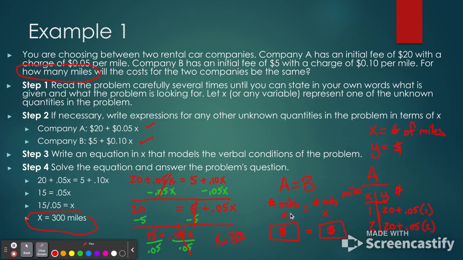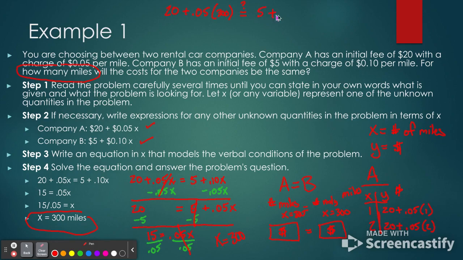So this is the x amount that I am saying is going to give them equal amounts. That's when the companies are going to be exactly the same. So step 5 is to test that. I'm going to plug in my values. So 20 plus 0.05 times 300. Remember, that's how many miles we think we would drive to have the rental cars be exactly the same. I like to put a question mark there to remind myself I'm not really sure if this is true or not yet.